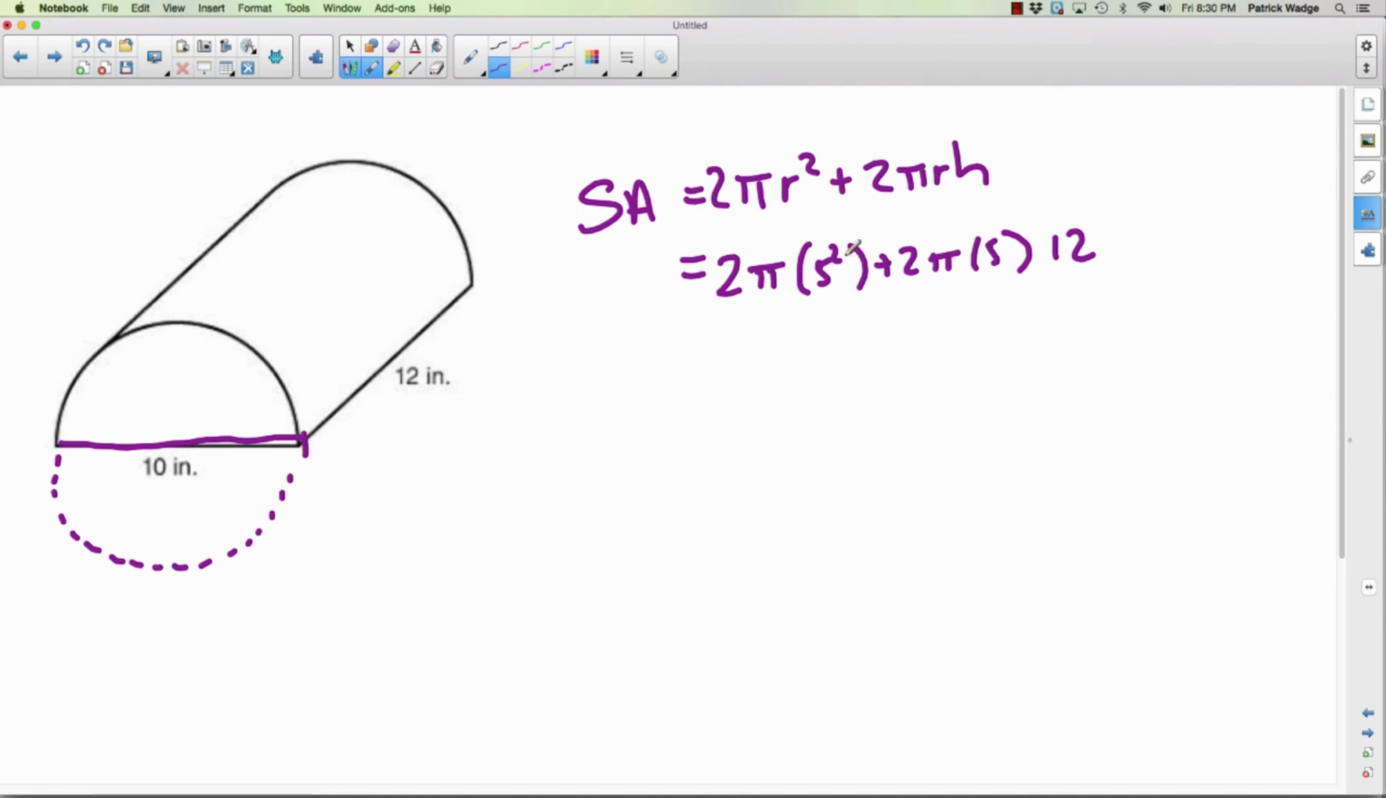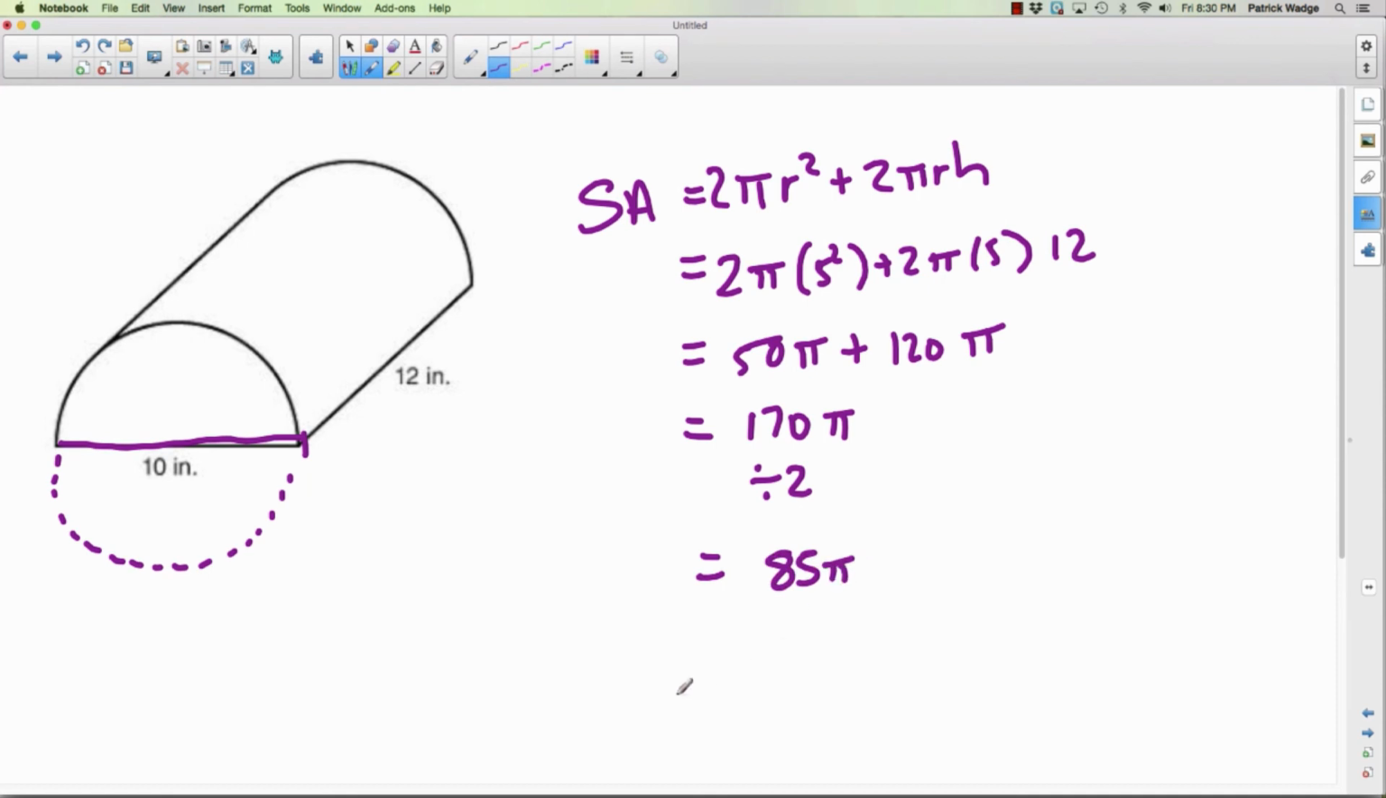All right, 5 squared is 25 times 2 is 50, so we got 50 pi, plus 2 times 5 is 10 times 12 is 120 pi, and if you add those together, you get 170 pi. All right, great, but that's for the whole cylinder. We don't have a whole cylinder. We have half a cylinder. So we should take that answer and we should divide it in 2, and we get 85 pi. So is that our answer? No. Can you figure out why that's not the answer?